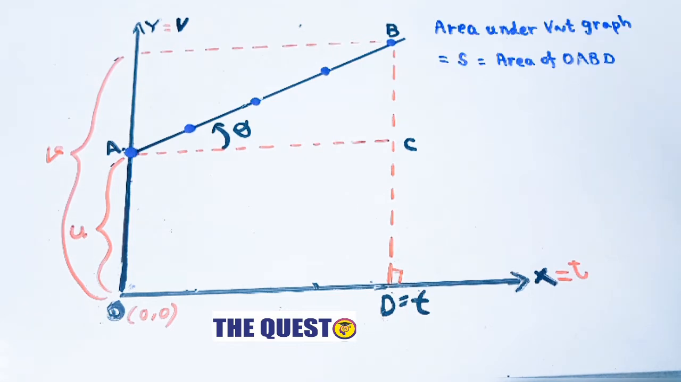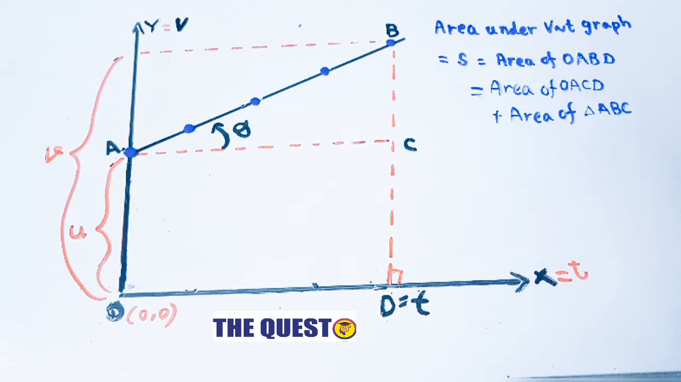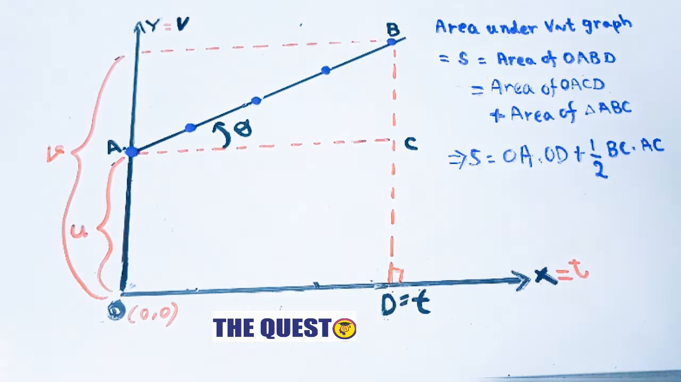Now the area under this graph is equal to the displacement covered by the body in time t, which is given by the area of trapezium OABD, which is equal to the area of rectangle OACD plus the area of triangle ABC. Therefore, the displacement becomes OA into OD, which is the area of the rectangle, plus half BC into AC, which is the area of the triangle.